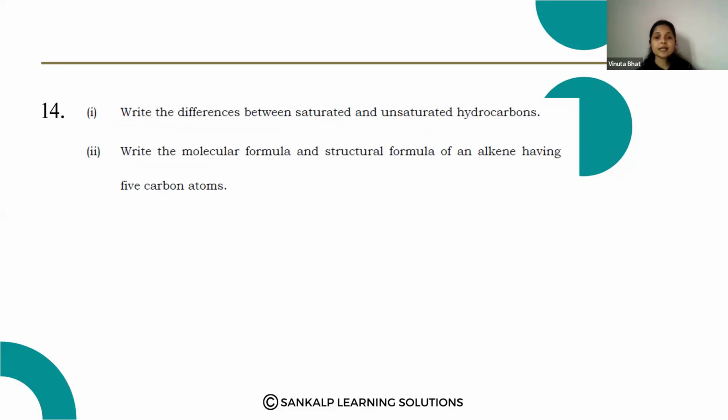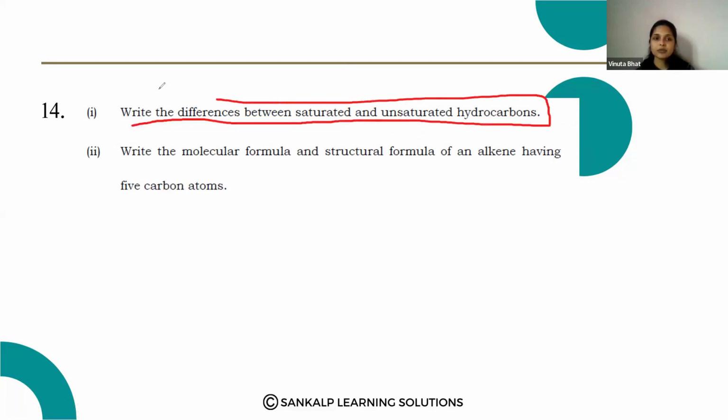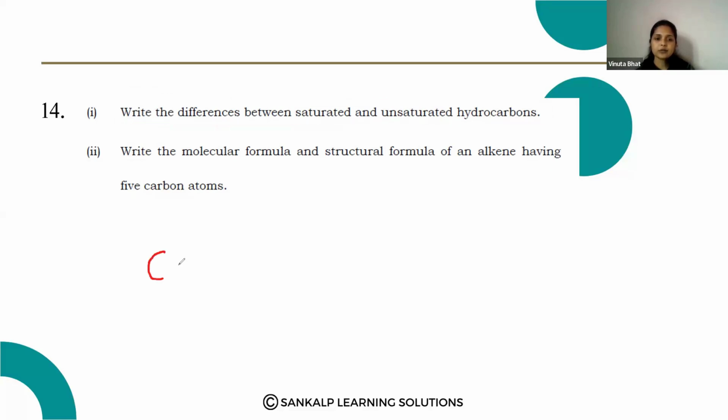Write the differences between saturated and unsaturated hydrocarbons, and write the molecular formula and structural formula of an alkene having 5 carbon atoms. Here, the differences between saturated and unsaturated hydrocarbons we have studied already. Now write the molecular formula and structural formula of an alkene having 5 carbon atoms. The alkene should have 5 carbon atoms, 1, 2, 3, 4, 5, and a double bond should be there. So alkene C5H10.